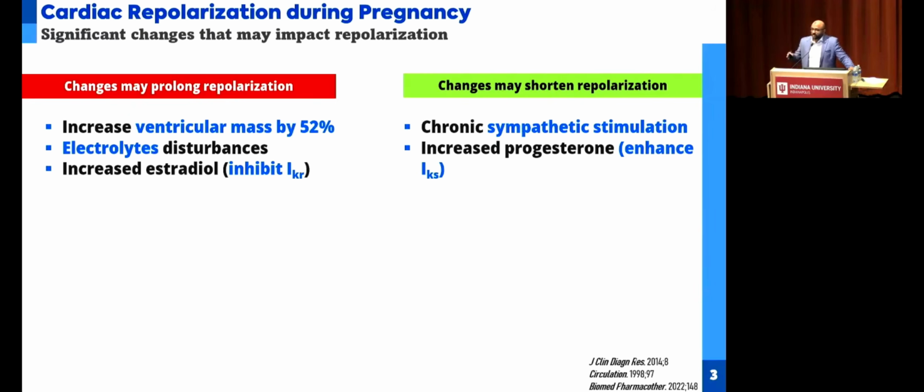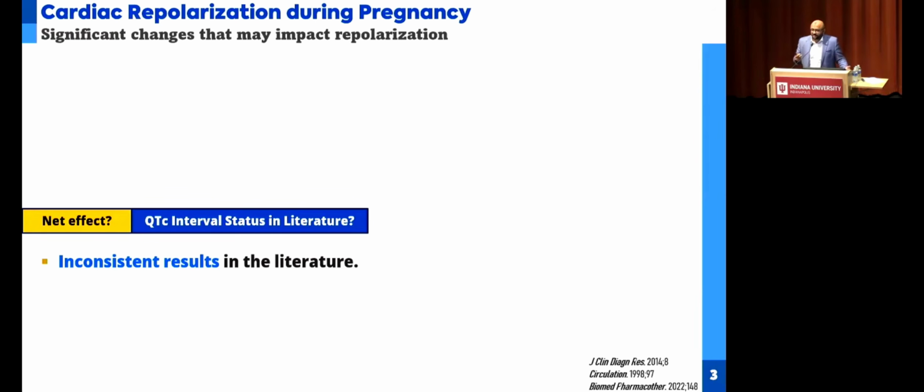On the other side, chronic sympathetic stimulation affects the expression of HERG, which may also lead to shortening, and also progesterone, which has an opposing effect compared to estradiol. So the question now is, what is the net effect? Is it the same, prolonged, or shortened? When we looked at the literature, we found inconsistent results.